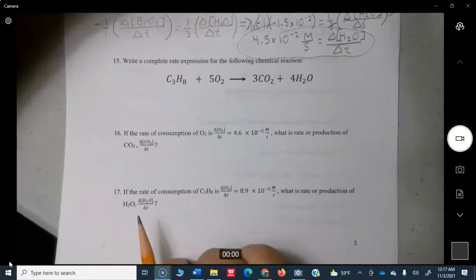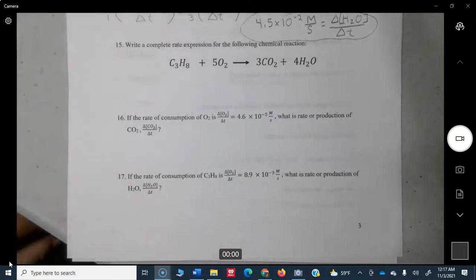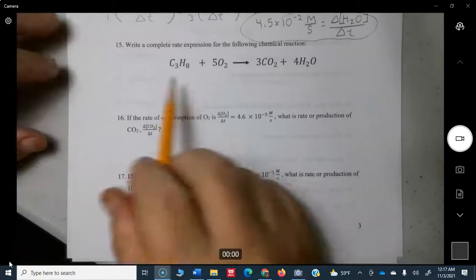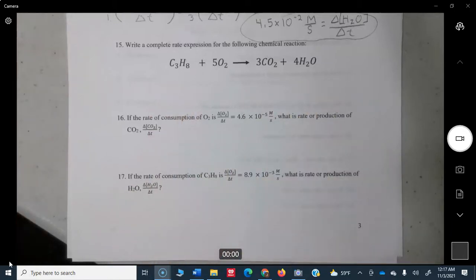Okay, let's do these together. A lot of students ask me about these in the last couple of days. Let's just do them together. So let's write the complete rate expression for that.